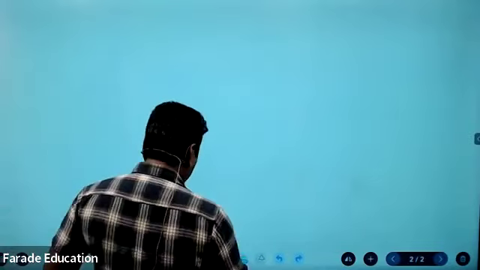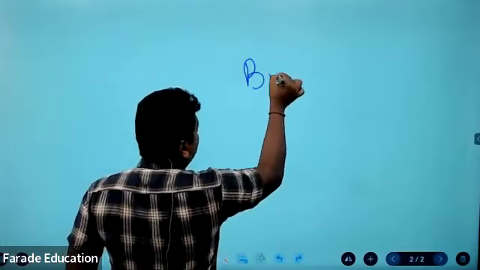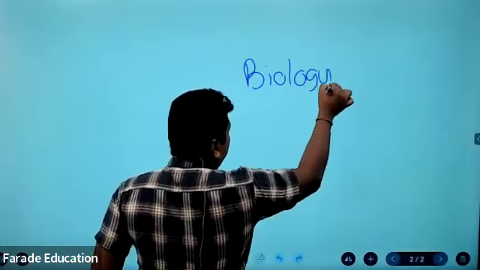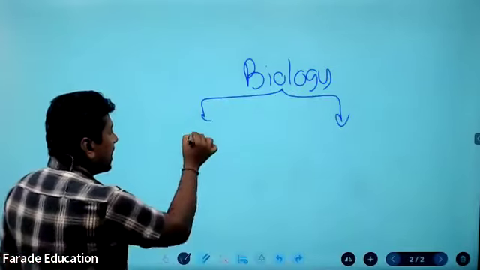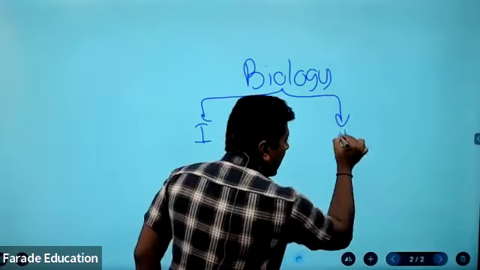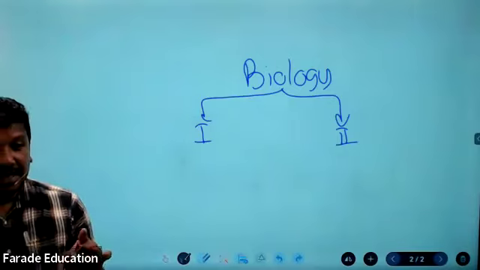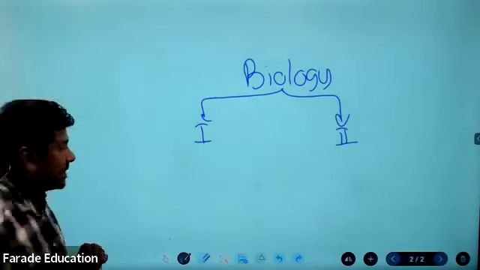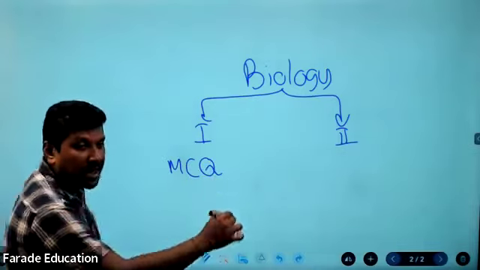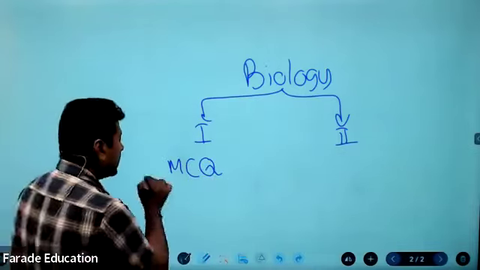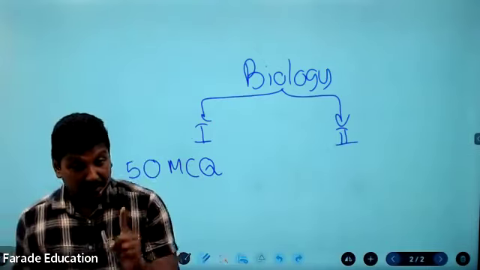So your exam comes like this: a biology paper. You have two papers, biology 1 and biology 2. In the biology 1 paper, they ask MCQs, multiple choice questions. How many questions are there? 50 questions. And how many options are there for one question?